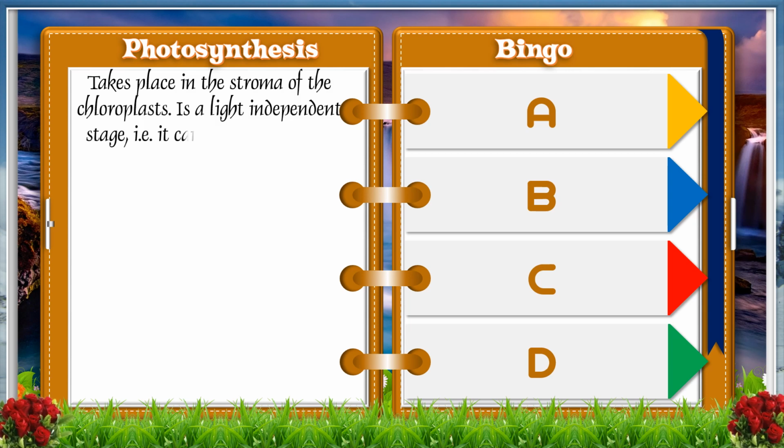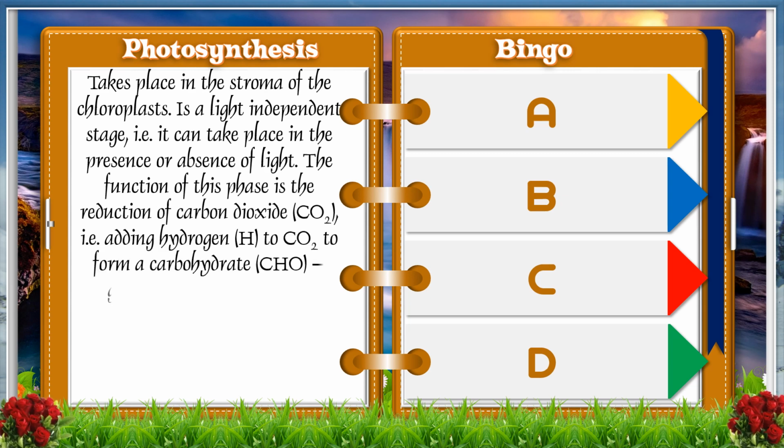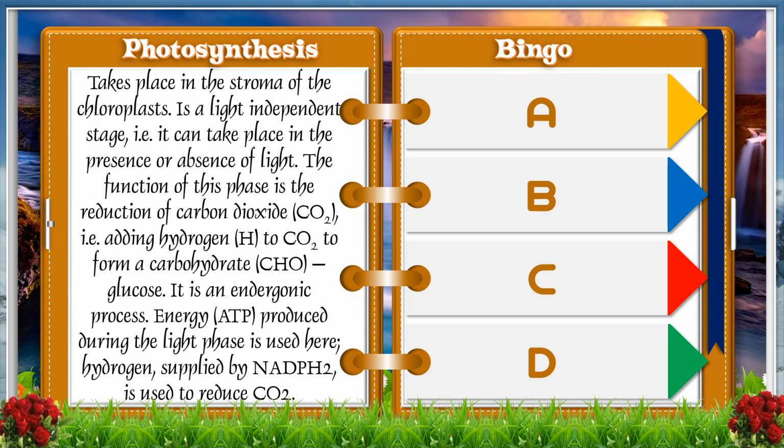Takes place in the stroma of chloroplast, is a light independent stage, i.e. it can take place in the presence or absence of light. The function of this phase is the reduction of carbon dioxide, i.e. adding hydrogen to carbon dioxide to form carbohydrates or glucose. It is an endergonic process. Energy produced during the light phase is used here. Hydrogen, supplied by NADPH2, is used to reduce carbon dioxide.